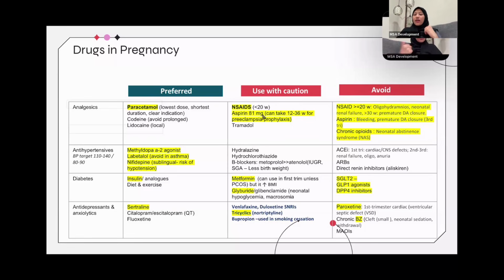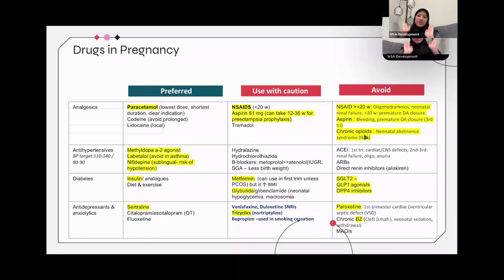What about aspirin? Aspirin will cause bleeding, again, premature closure in the third trimester. But if you use baby aspirin, which is lower dose aspirin, you can still take it for patients who are high risk pregnancy, like preeclampsia. So you want to prevent this from happening. You want to prevent the blood from thinning and constricting blood vessels. So you can use baby aspirin.